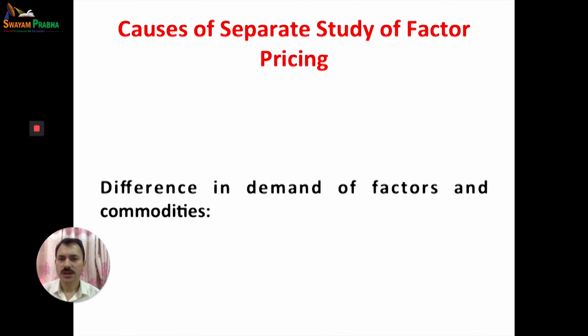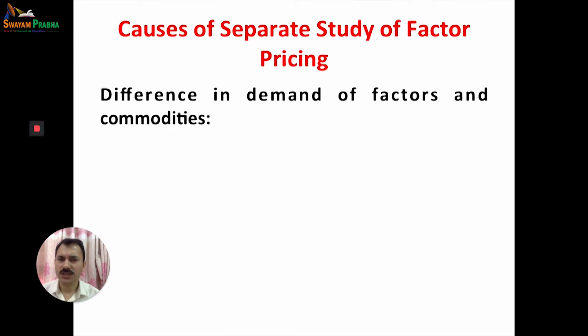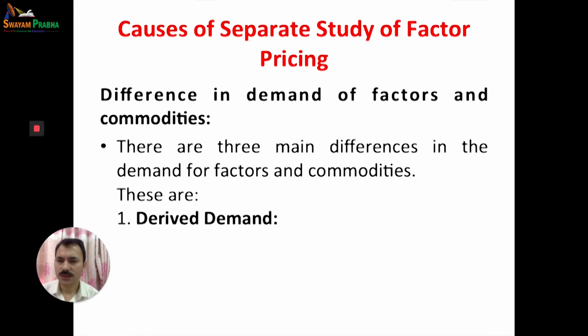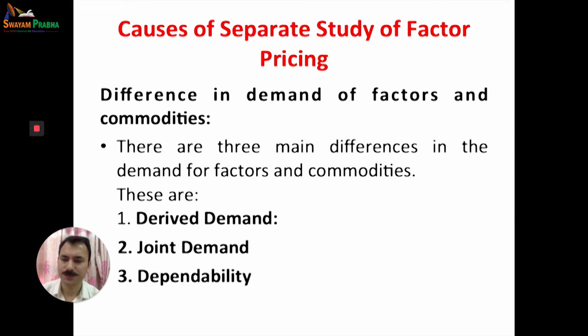First, the difference in demand for factors and commodities. There are three main differences in the demand for factors and commodities. First one, derived demand, indirect demand. You will not directly consume the factors, but commodities we directly consume. Then joint demand, collective demand, and dependability. We'll discuss these three one by one.